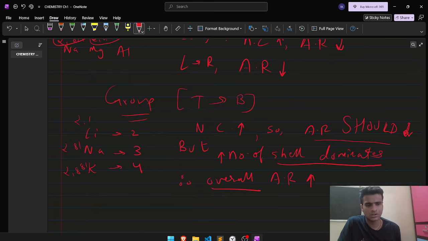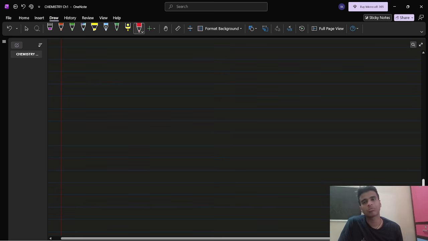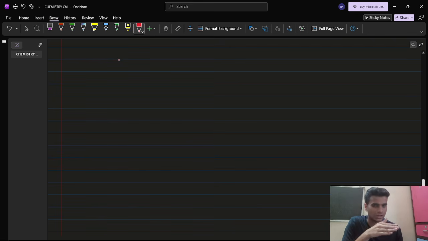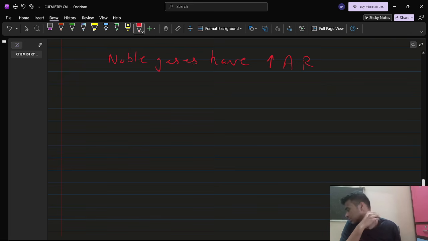Fine. This was easy. Now there are a few things in this which you need to remember. Key: even though when you go from left to right, the atomic radius decreases, the noble gases have bigger atomic radius. So they are not the smallest elements. Neon has a larger atomic radius in period 2. Why is that so? Because this is the nucleus, first shell, second shell. I'm showing neon now. अभी neon के 8 complete है.